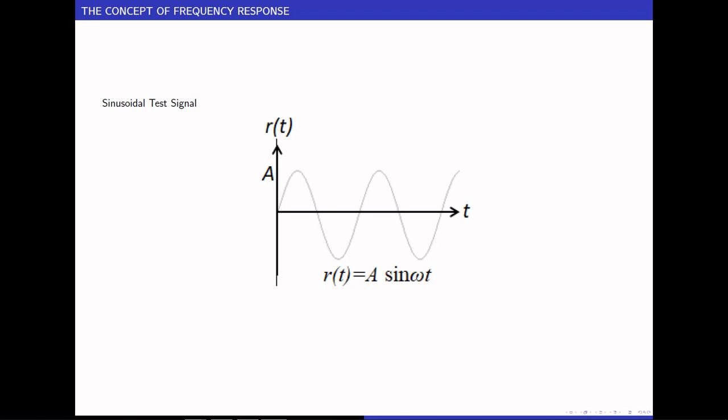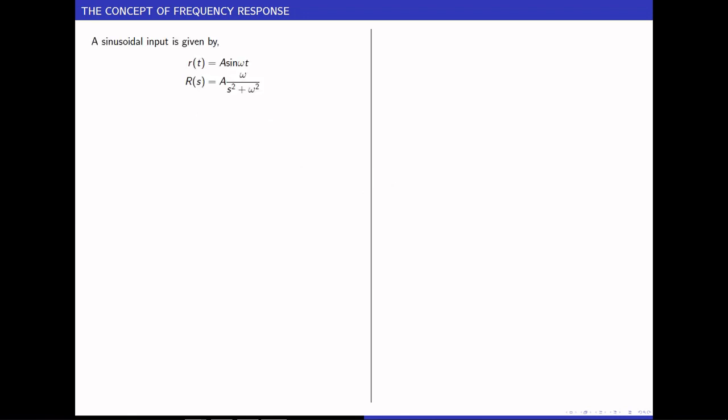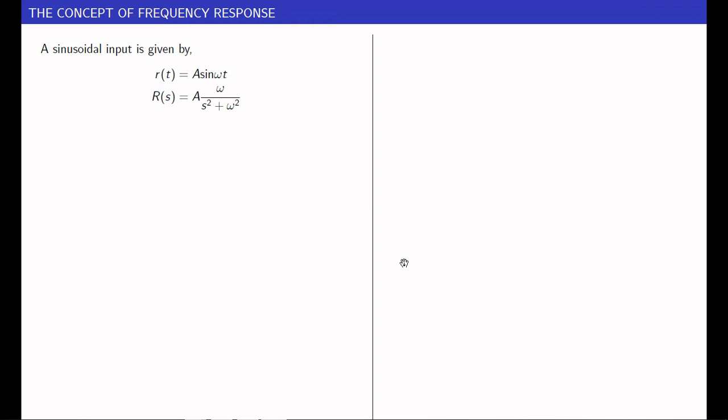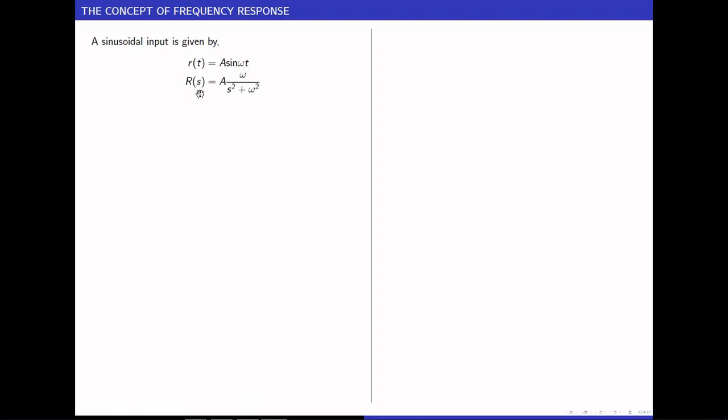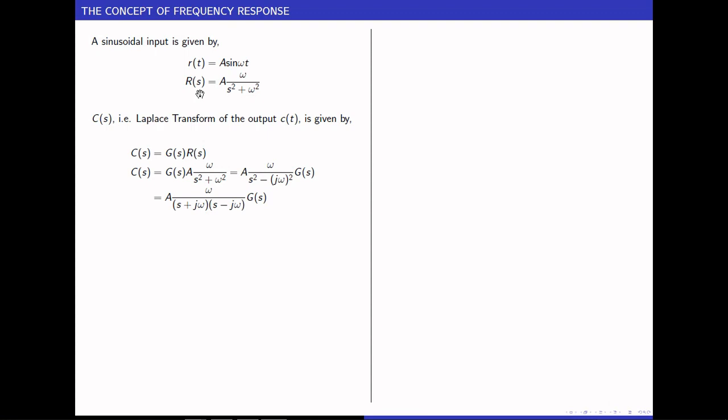Therefore, let us analyze a system with this sinusoidal signal for its steady state response. Let us say the input for the system is r of t equal to A sine omega t. We know the Laplace transform of sine omega t is omega by s square plus omega square. Since A is a constant, it is left out as it is.